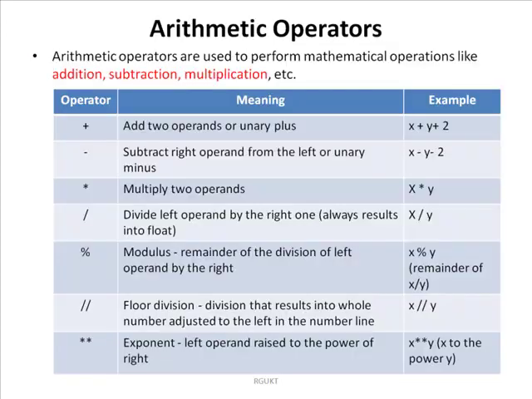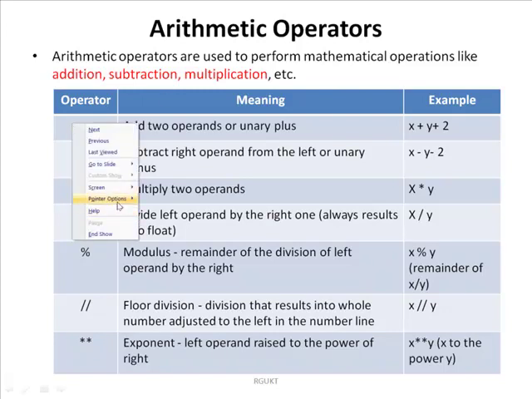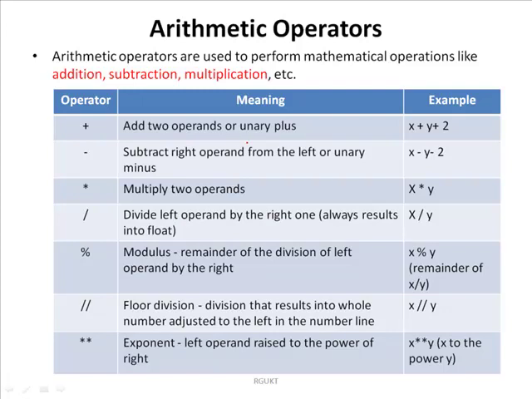Arithmetic operators. Arithmetic operators are used to perform mathematical operations like addition, subtraction, multiplication, division, and so on. Here is a table showing different types of operators along with examples. Here plus is the operator, which adds two operands, or acts as a unary plus. Here is one example: x and y are two variables and 2 is a constant value, and we are adding the operand values by using the operator plus.